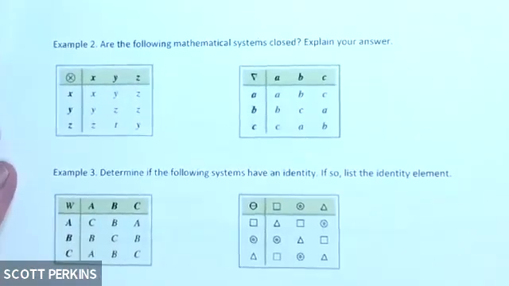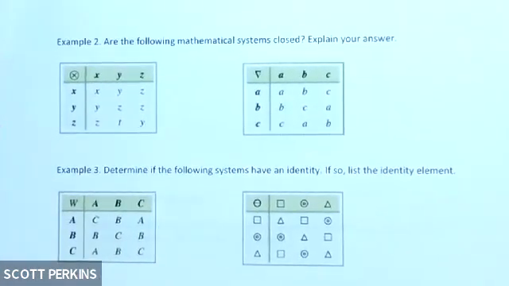Example 2. I've given 2 other examples of mathematical systems. So what I would like you to do real quick, these are 2 separate answers. I would like you to tell me if each of those are closed. It's a yes or no, closed or not closed for each of those. I'll give you 35 seconds to think about that. Shh, let everybody think. I appreciate your excitement though.